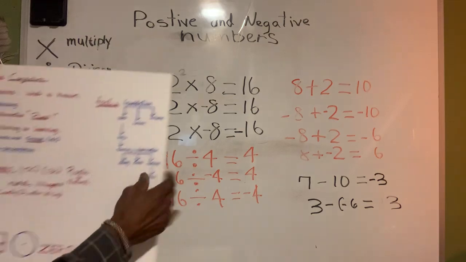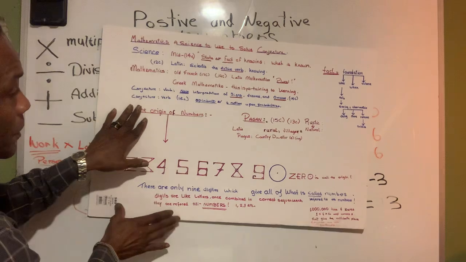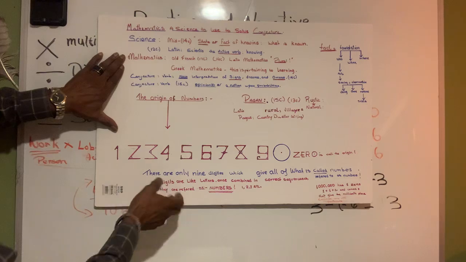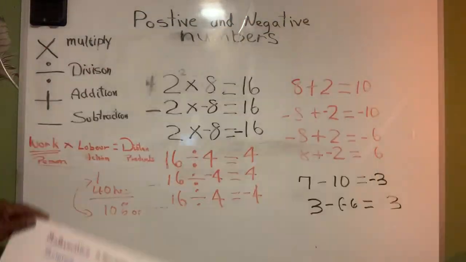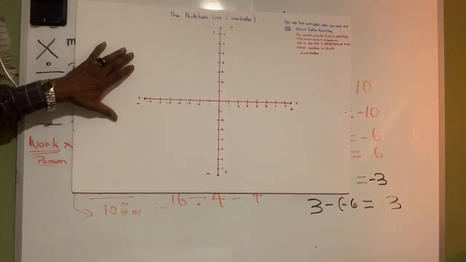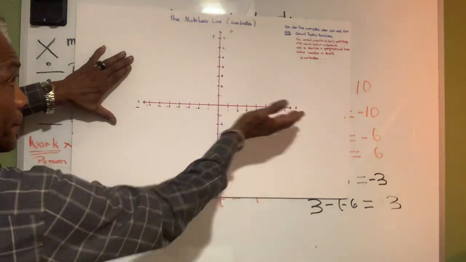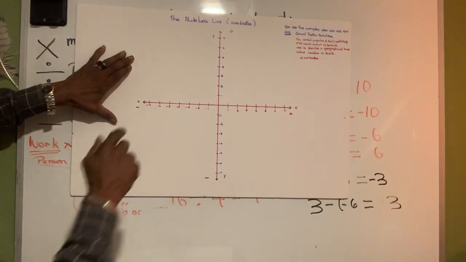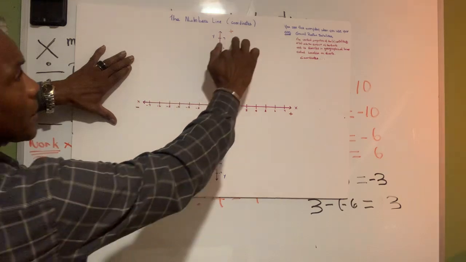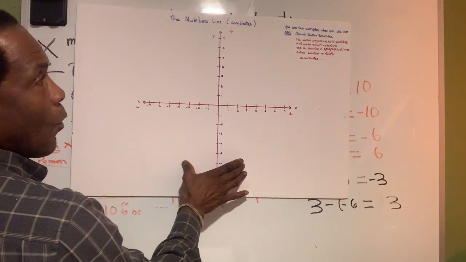I want to show you this chart. Now let us go back to before this. Let me show you this one here. This is called the number line. This is actually dealing with positive and negative numbers. This is called coordinates. This is basic algebra, Algebra 1.